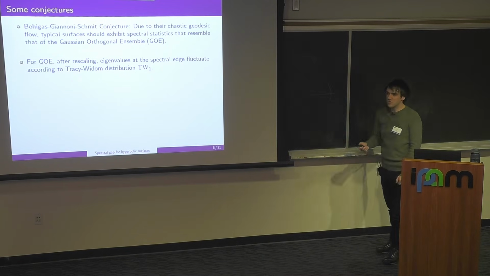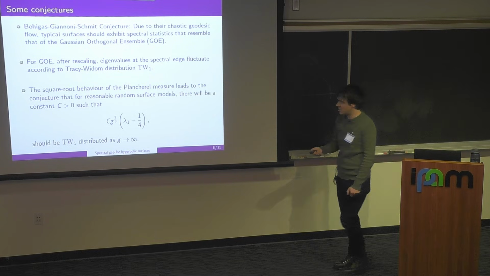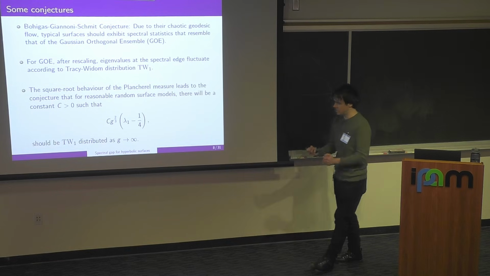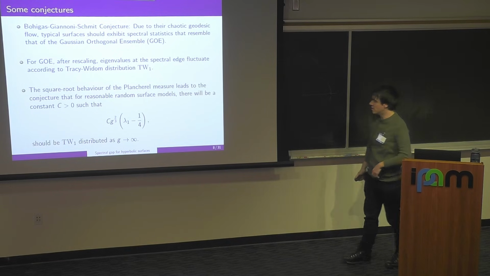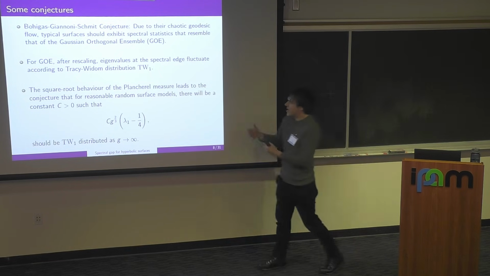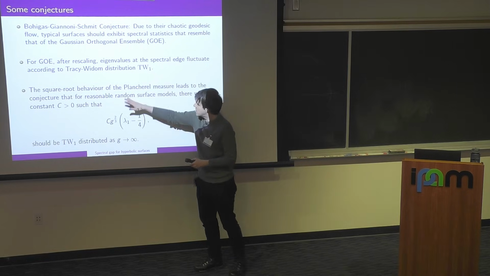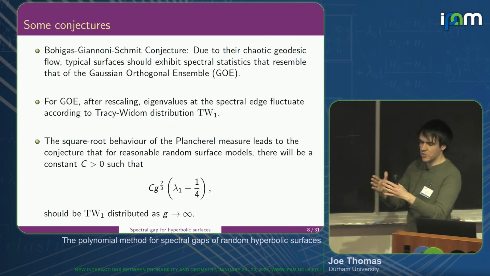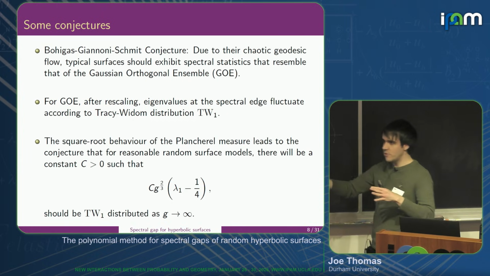So a very broad conjecture is that maybe we start to see the same thing for our hyperbolic surfaces, the eigenvalues of the Laplacian for these hyperbolic surfaces. And the scaling that we will have to see, well, remember our Plancherel measure had this hyperbolic tangent function, around the spectral edge, this 1/4, it had this square root behavior.